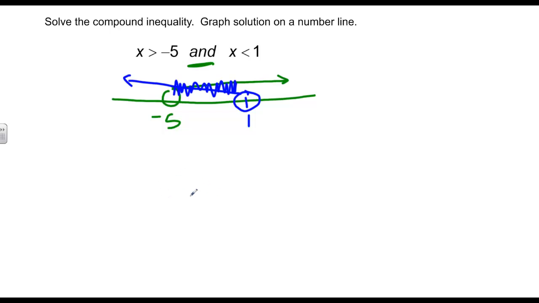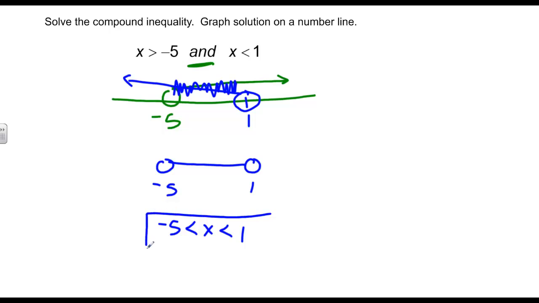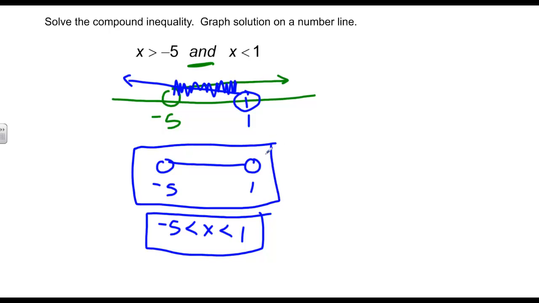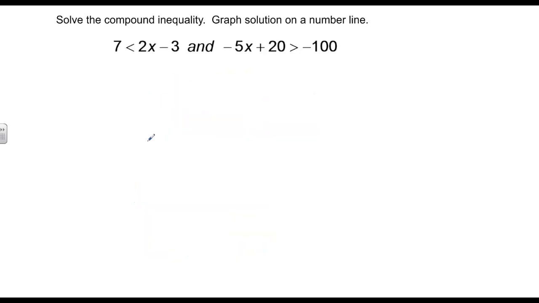between the two numbers. So I can say one of two things. I can certainly say my overlap is going to be the numbers between 1 and -5. And in order to write that, I say -5 is less than x, which is less than 1. This is my algebraic solution, and this is my graphing solution, because I only represent the overlap or the intersection of the two graphs.